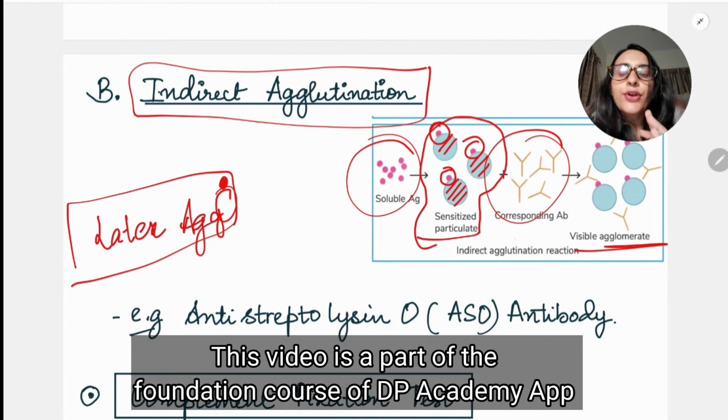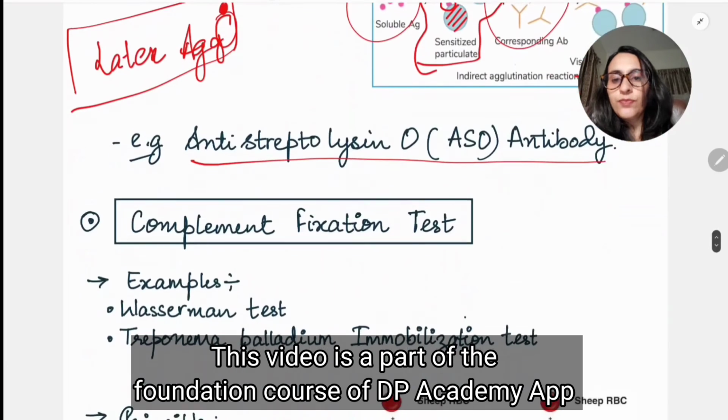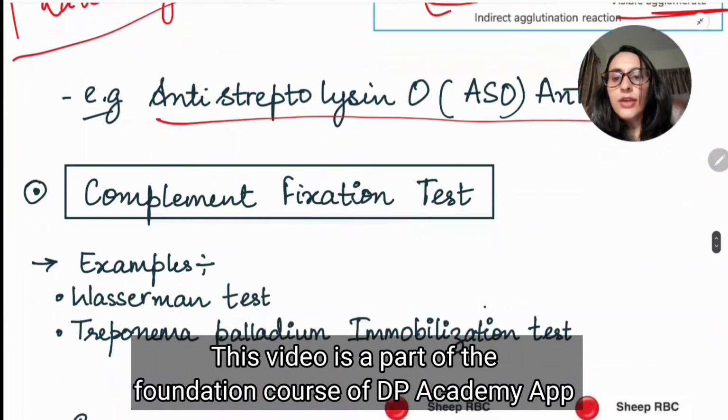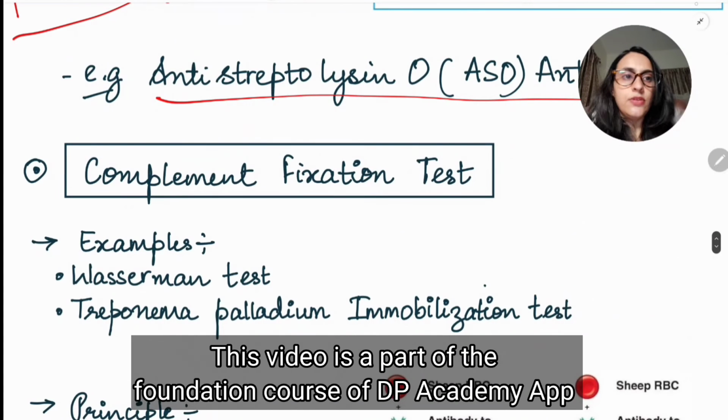So basically some particulate you are taking, and that is known as indirect agglutination reaction. Example is anti-streptolysin O. Coming to another test, that is the complement fixation test.